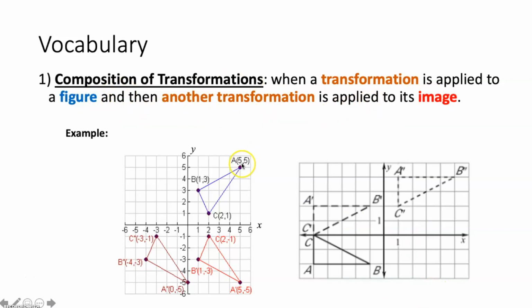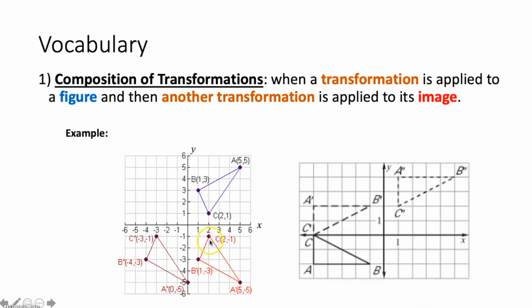So let's say you're going to start with triangle ABC. This is your pre-image. And what you're going to do here is reflect triangle ABC over the x-axis, or in the x-axis. So A becomes A prime down here, B becomes B prime, C becomes C prime after a reflection in the x-axis. But then to the image, triangle A prime, B prime, C prime, we're going to perform another transformation.